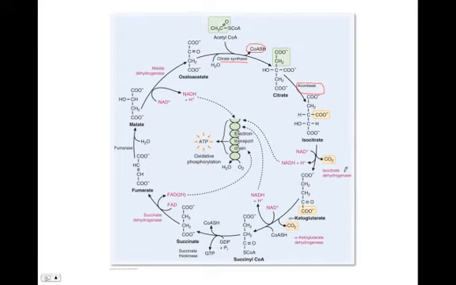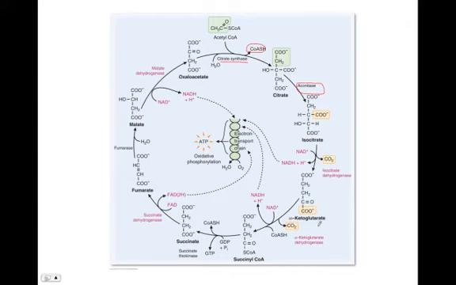Isocitrate dehydrogenase requires magnesium as a cofactor, and this is also our first regulated step within the TCA cycle. We'll look at that in a few slides. Alpha-ketoglutarate, generated via isocitrate dehydrogenase, then undergoes an oxidative decarboxylation by the enzyme alpha-ketoglutarate dehydrogenase.